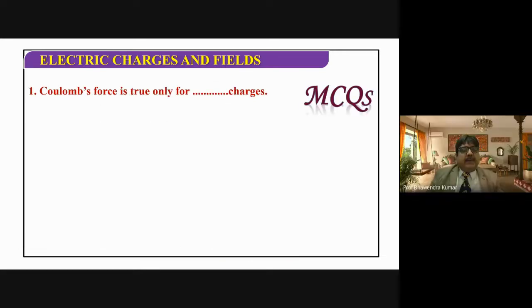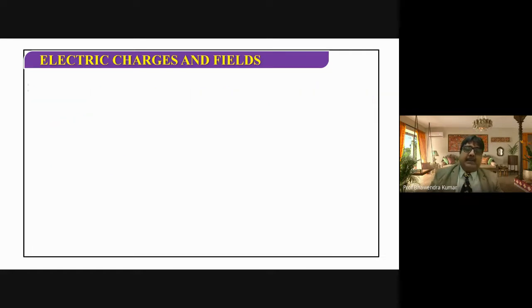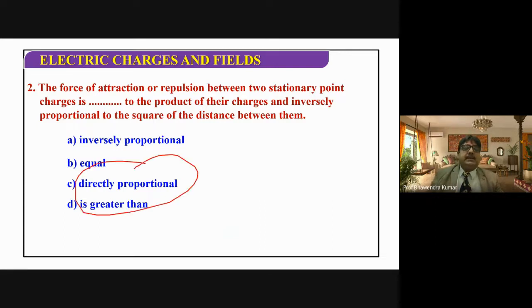Okay. So can you answer this question? Coulomb's law is true only for what type of charges? It is only valid for static charges, right? When the charge is moving, then we have to use the Lorentz equation. You must have seen it in the chapter magnetism. Again, this is a direct question. Which option will be correct? Option C will be correct. Any doubt?